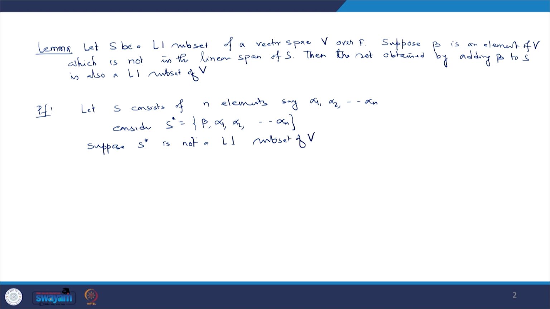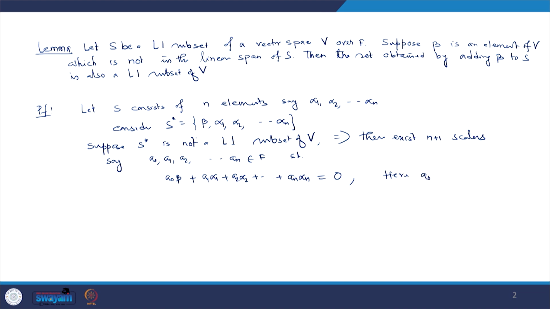So, this means that there exist n plus 1 scalars, say a naught, a1, a2, ..., an belonging to F, such that a naught beta plus a1 alpha 1 plus a2 alpha 2 plus ... plus an alpha n is equal to 0. Here a naught is not equal to 0, otherwise beta does not come into the picture, and we know that alpha 1 to alpha n are linearly independent. So, therefore, a naught is not equal to 0.